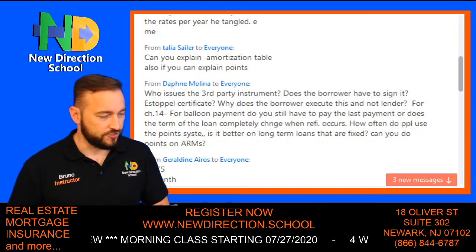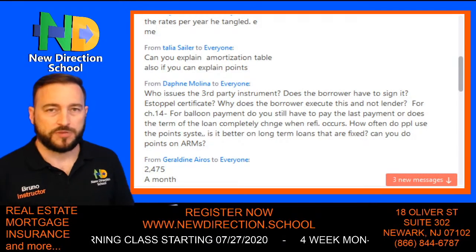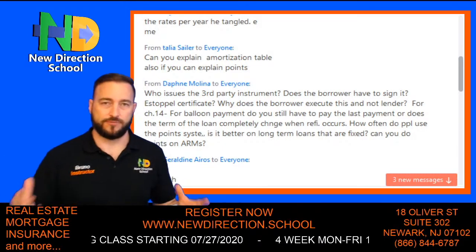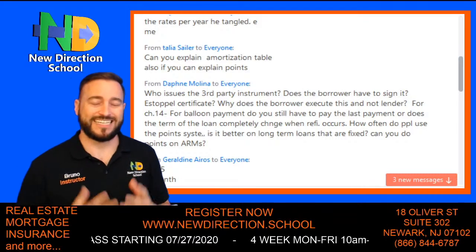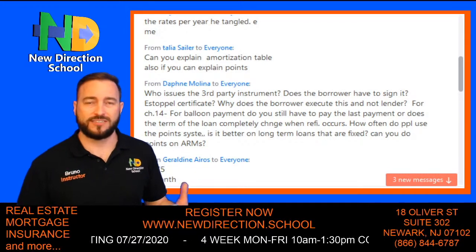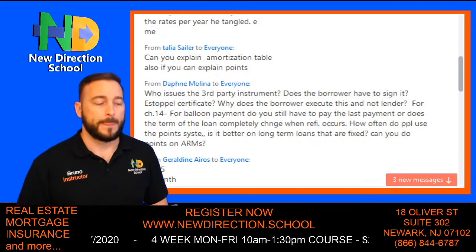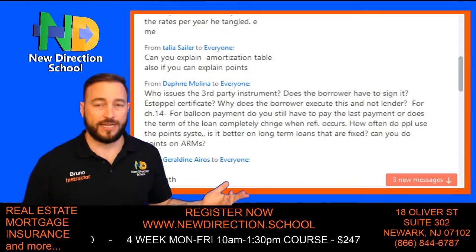Great. For chapter 14, balloon payment. So first of all, what is a balloon payment? A balloon is something that's inflated, right? So a balloon payment is a bigger payment at the end. So why would people do this? As Ricardo was explaining it, it's not used as often as before. Some banks don't issue it at all.